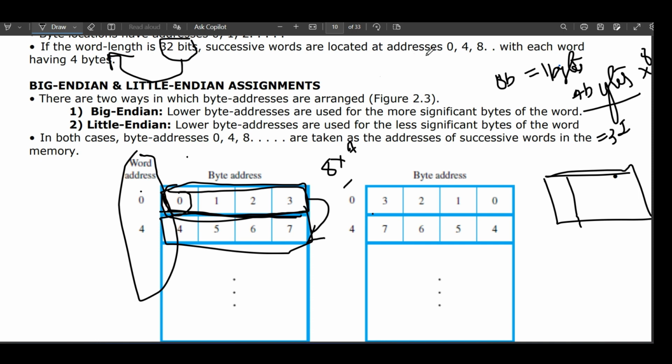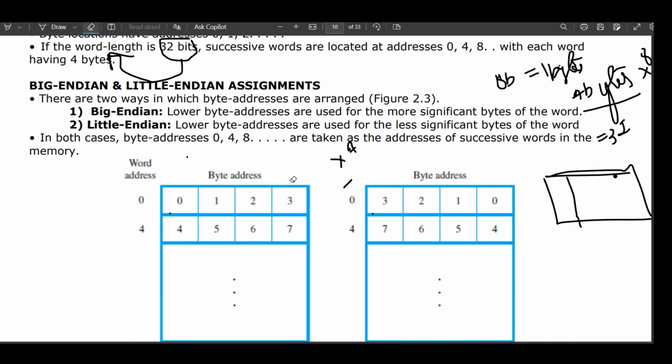Successive words are located at addresses 0, 4, 8. If I am placing 32 bits here, here also I will be placing 32 bits, which means this is the word address. It starts from byte address 0, 1, 2, 3. Next it has to go to 4, 5, 6, 7 because it is successively placed. So if I place 32 bits at address 0, at address 4 I have to place another 32 bits.